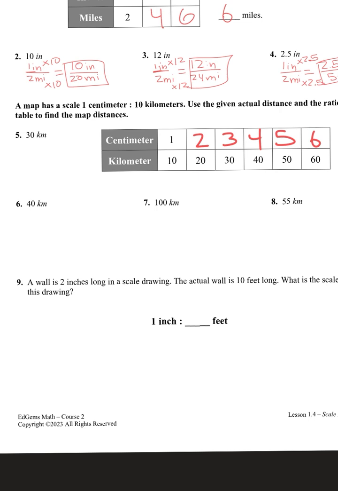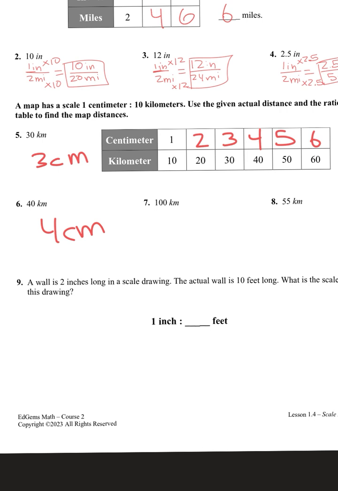So on number 5, 30 kilometers in real life is how many centimeters on the map? If we look at it, 30 kilometers is the same as 3 centimeters on the map. Number 6, we've got 40 kilometers. 40 kilometers in real life is how many centimeters on the map? That's 4, according to our table.